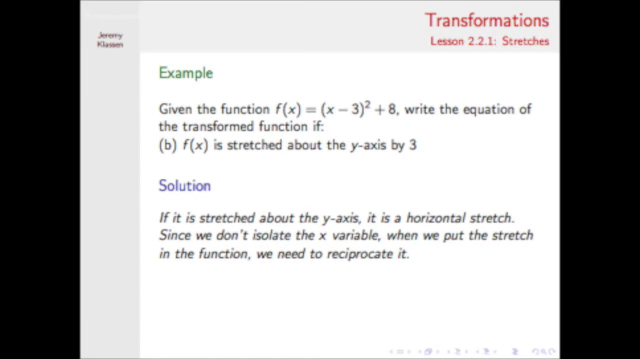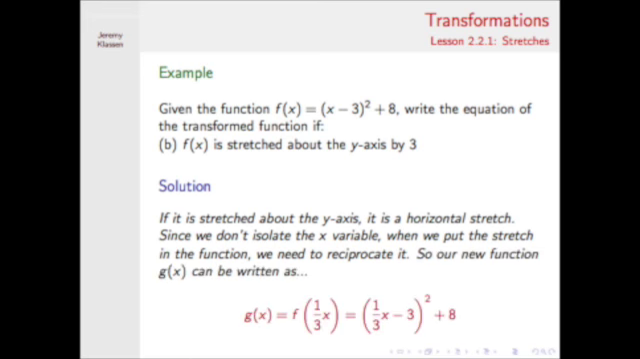Now, since it's the case that we don't normally isolate the x variable, when we put it into the function, we're going to need to reciprocate it. Because normally you would multiply by the actual stretch factor to isolate the x here. But in this case, we're not going to do that. So we have to leave it the way it would sit there originally, and that means it has to be reciprocated in the function. So this means that in the g of x function, we're going to multiply 1/3 by the x, so it becomes f of 1/3 x. And then we can put that into the function f of x by simply putting a coefficient of 1/3 in where the x was inside the function.